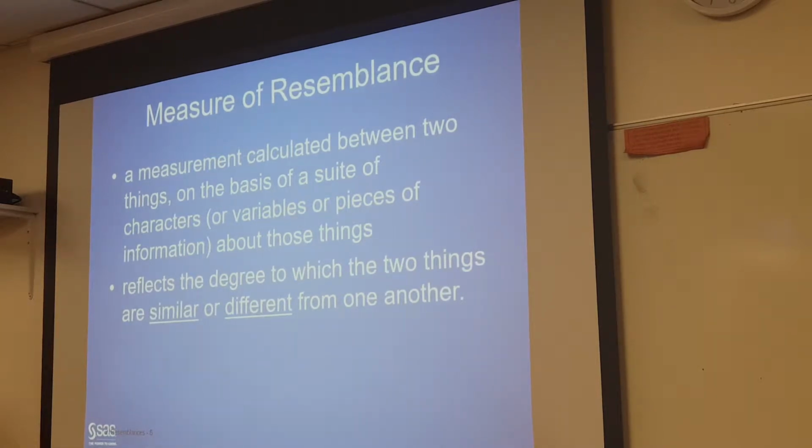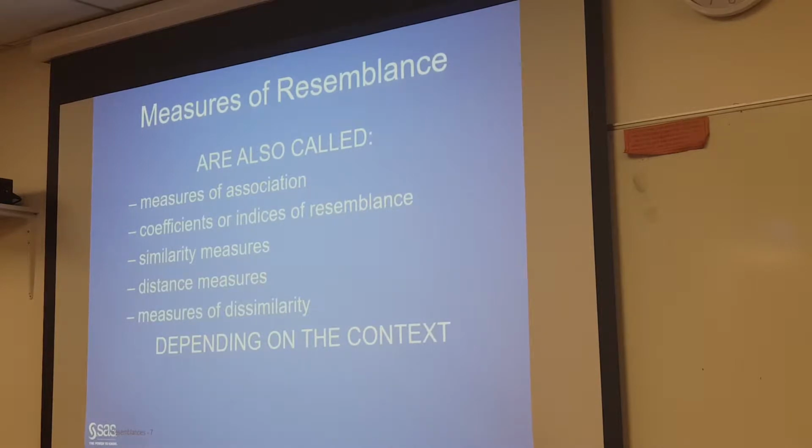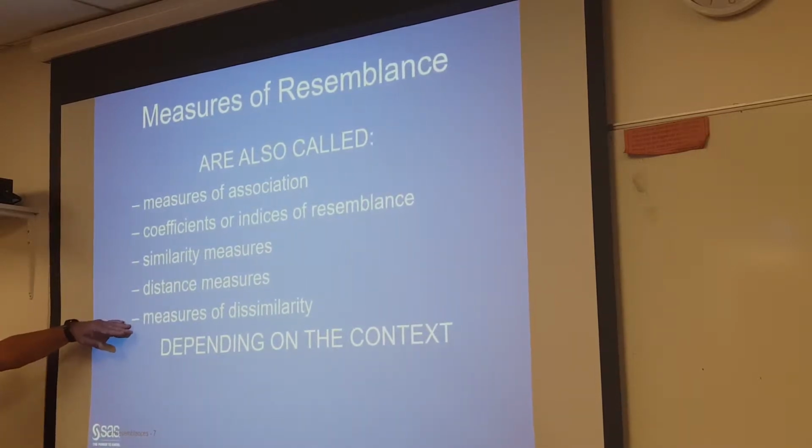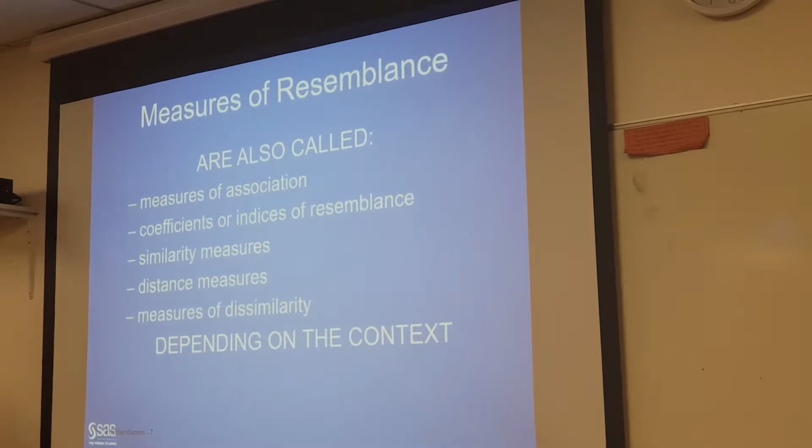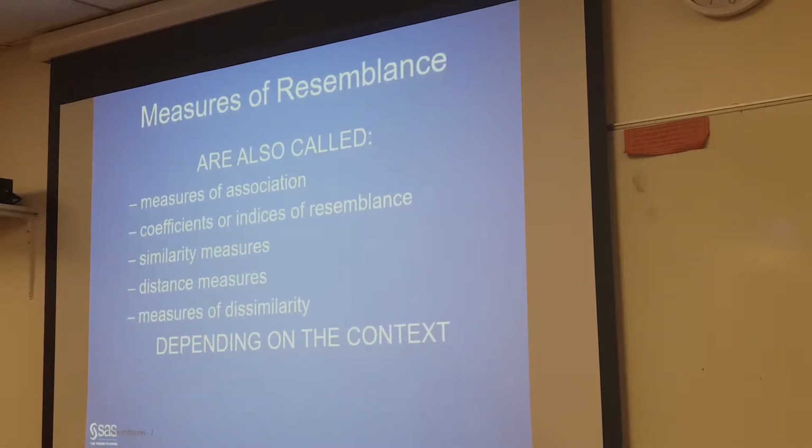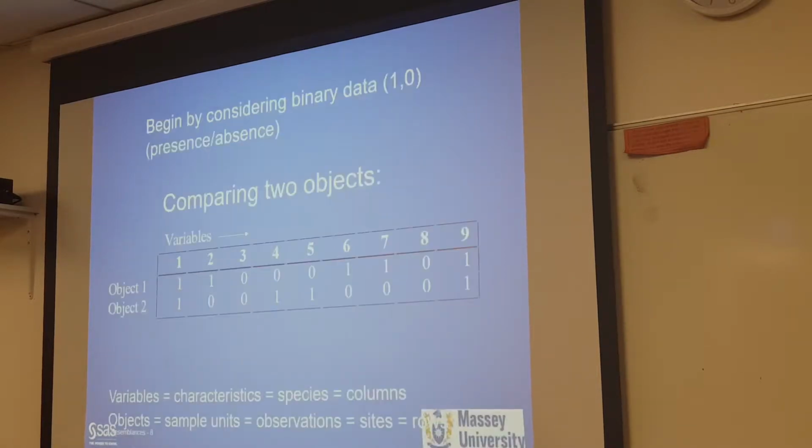So this is simply going to be a reflection of how much these two objects are similar to one another, or conversely, how different they are from one another, right? This term, the measure of resemblance, is sometimes called a measure of association, sometimes a coefficient of resemblance or an index of resemblance. Typically, they're called distance measures or measures of dissimilarity. Right? It depends on the context, mainly on the field of study that you're working in.